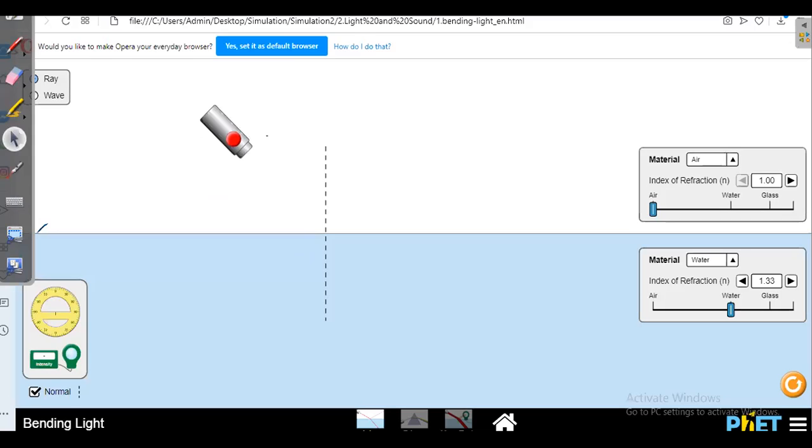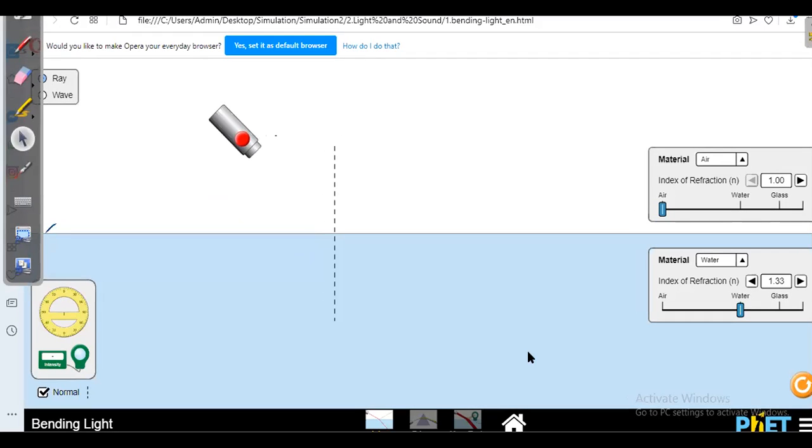Sir, are you getting the screen? Entire screen, yes, enough screen.